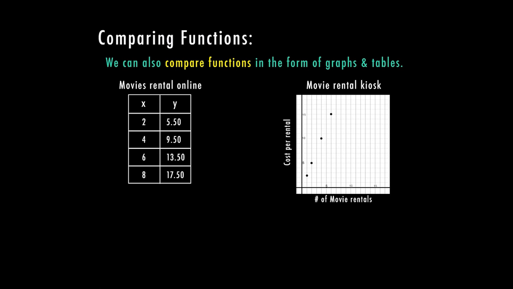4 movies cost $9.50. Now over here on our graph, it shows that 1 movie costs $2.50, 2 movies cost $5, 4 movies cost $10. So I could easily fill in the missing information here, but I can also figure out what my formula or my equation is.